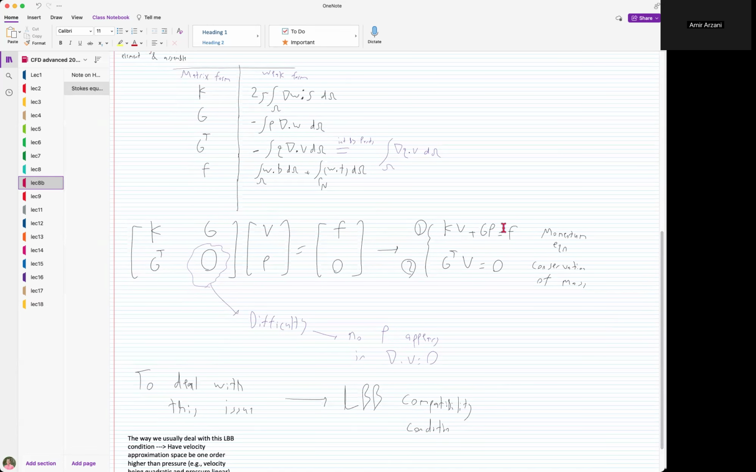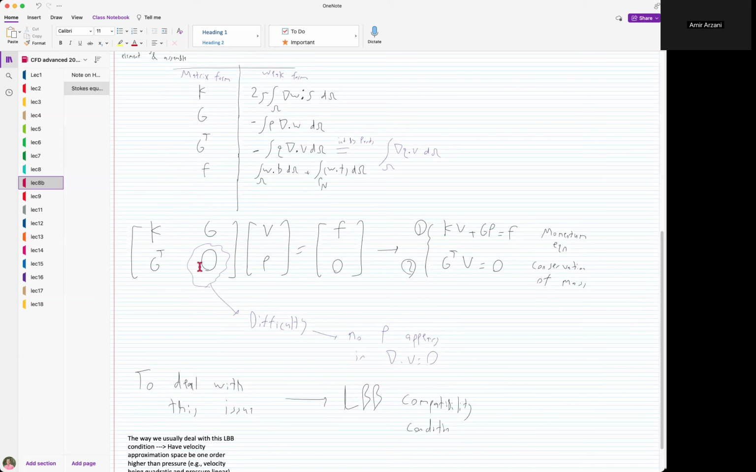We have the first set of equations, which comes from the momentum equation. So that's K times V plus GP. So G, that's the pressure part of the constitutive equation, equals our F, the body force, and the traction boundary condition, or the Neumann boundary condition. And then we also have the second equation, which is conservation of mass. So if you put them into this block matrix equation, you have this system of equations that you need to solve. The first one involves both velocity and pressure. The second equation only involves velocity.